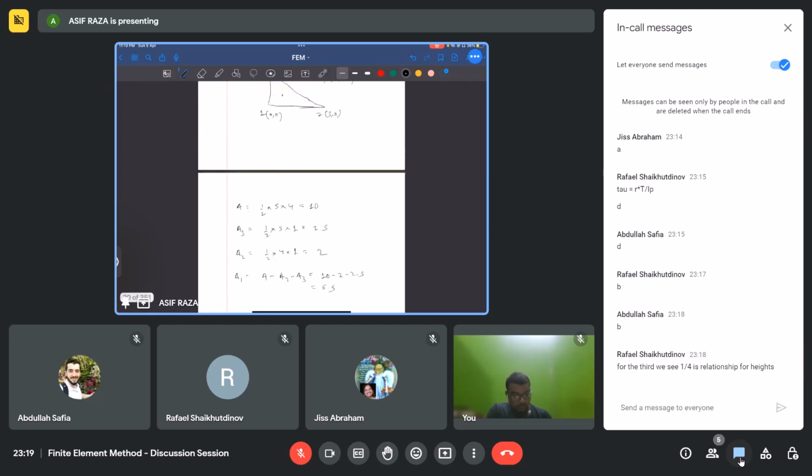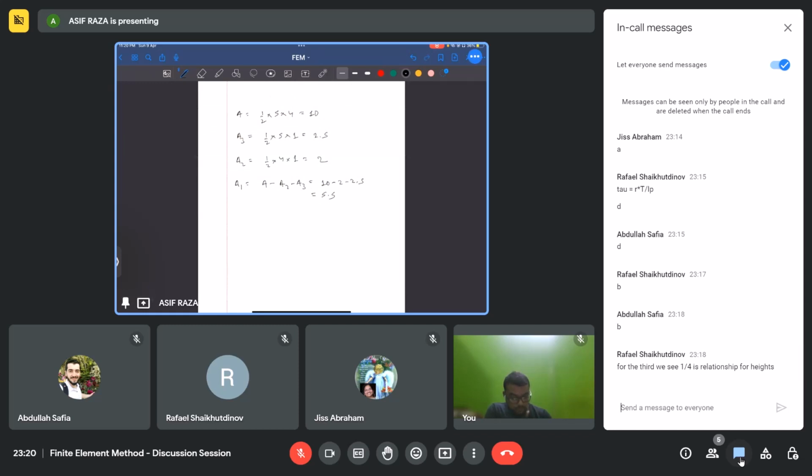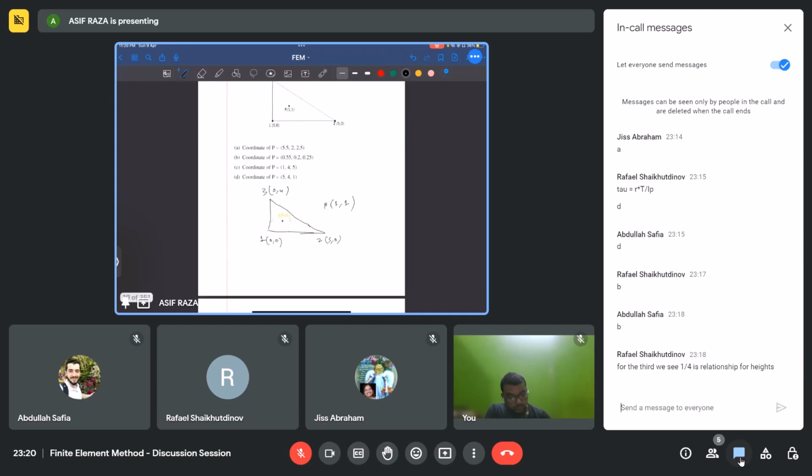Okay. The coordinate of P in the triangular coordinate system is A1 upon A, A2 upon A, A3 upon A, that is 5.5 upon 10, 2 by 10, 2.5 by 10, which is equal to 0.55, 0.2 and 0.25.